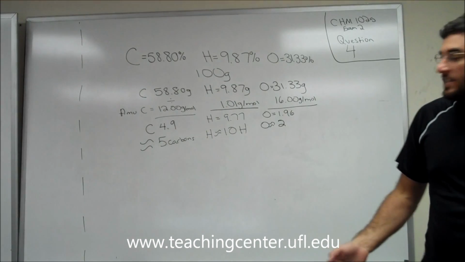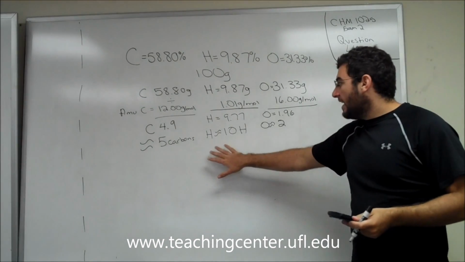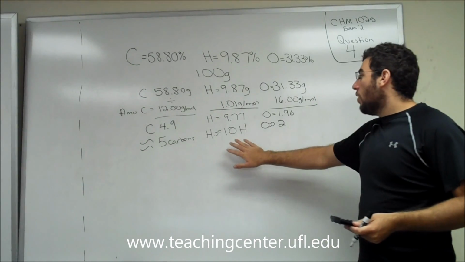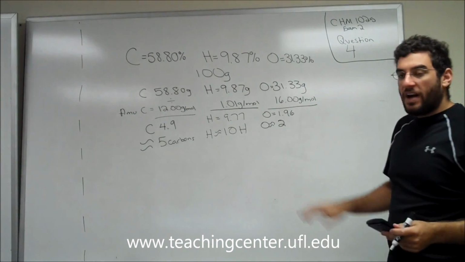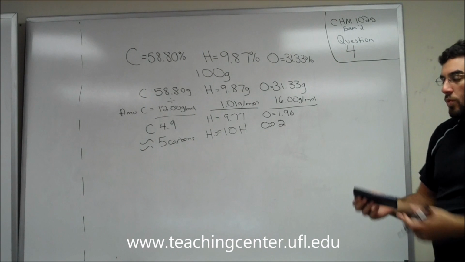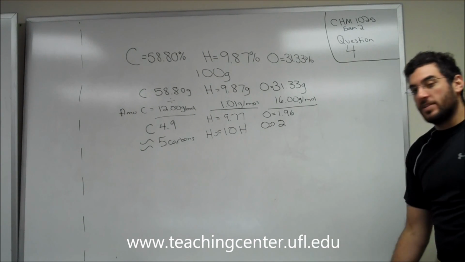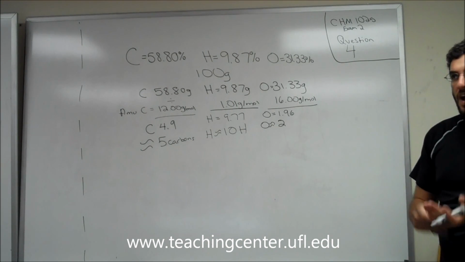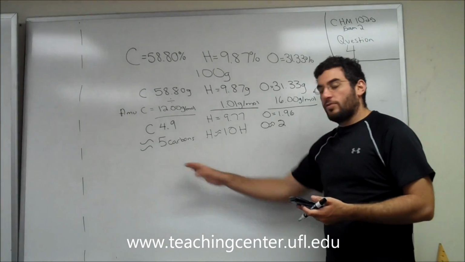Now, if we ever had something that said 5.5 or 10.5 or 1.5, we would have to double everything, because with a 0.5 we don't know if it was 1 carbon or 2 carbons. So what we'd do is take 1.5, double it, and then we'd have 3 carbons.